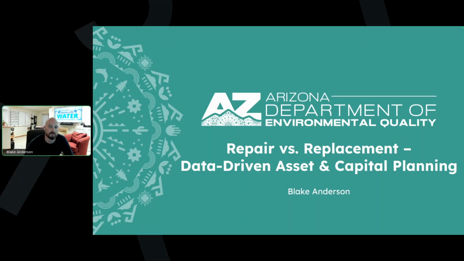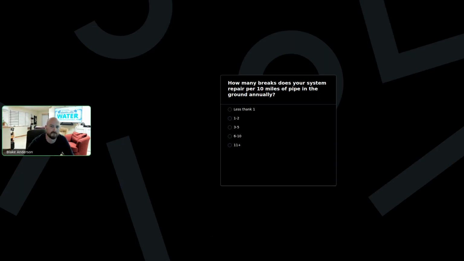Bram's going to kick us off with a poll question that we'll look back on a little bit later. Bram, you're welcome to share those anytime if you want to. So our first question is, how many breaks does your system repair per 10 miles of pipe in the ground annually?